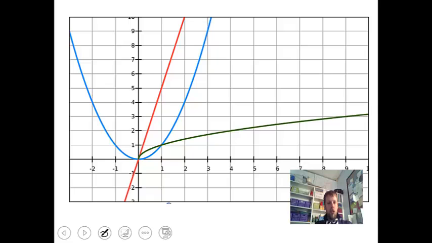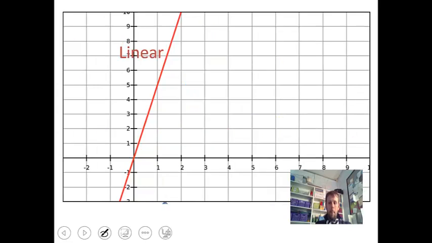On the screen, there are 3 different types of graphs. I want to identify that the red graph is a linear graph, and the reason I know that is because it is a line. The other 2 graphs are called quadratic. You're not going to learn about quadratic this year, but you need to know that there are other types of graphs besides linear. So let's just focus on linear.